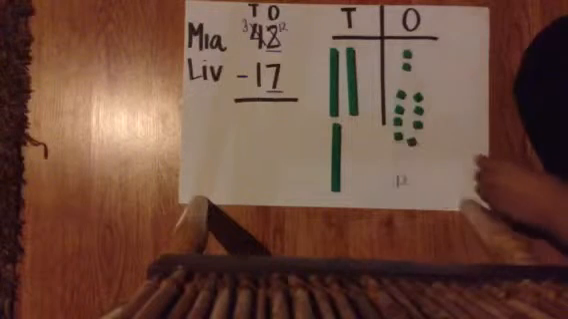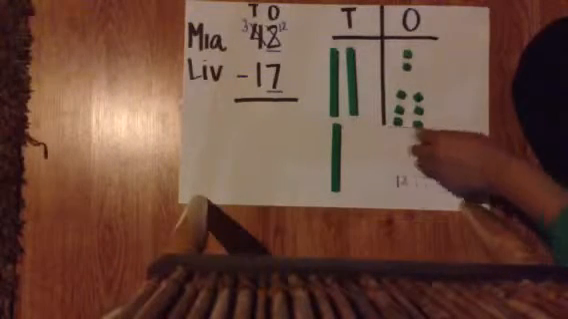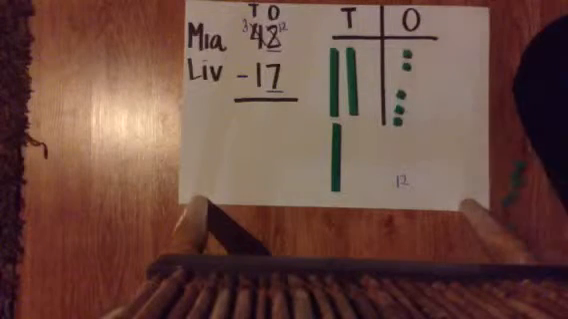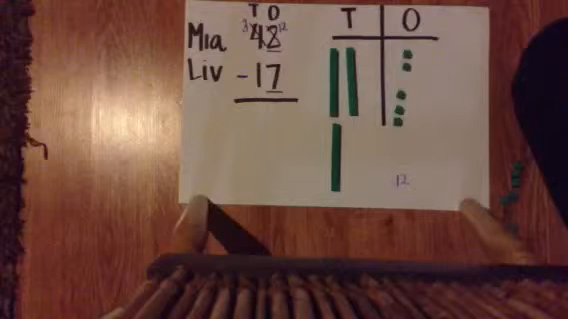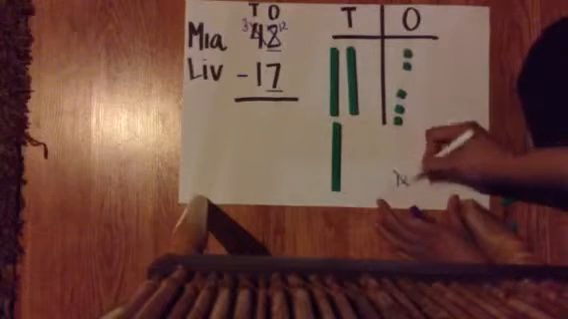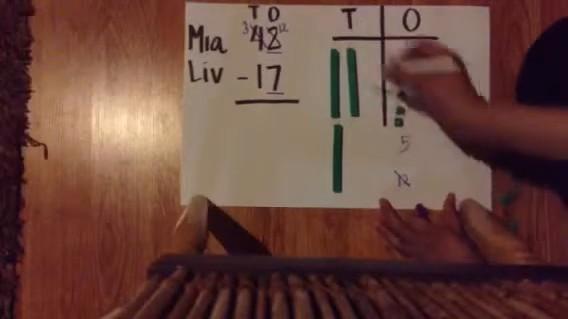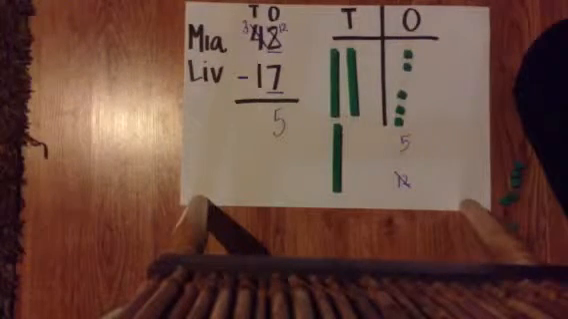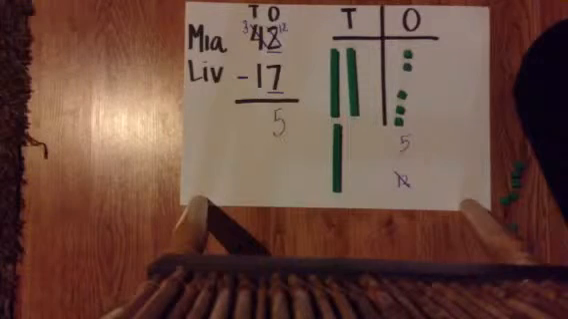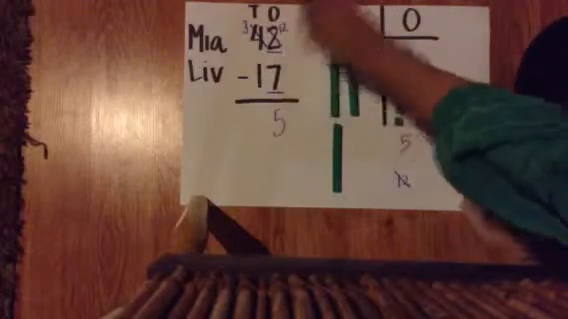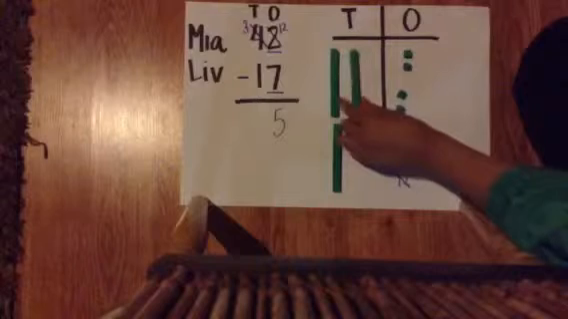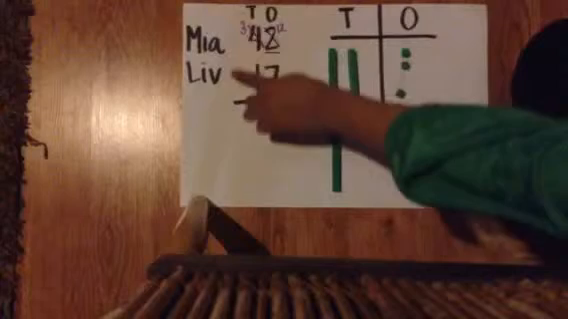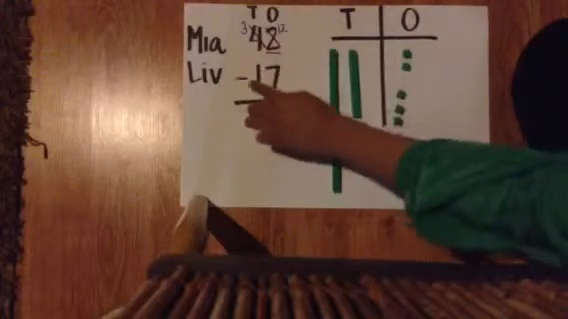1, 2, 3, 4, 5, 6, 7. How many do I have left? Right, I have 5. Now, let's go to our tens place. I now have 3 in my tens place. 3 take away 1, 3 minus 1.